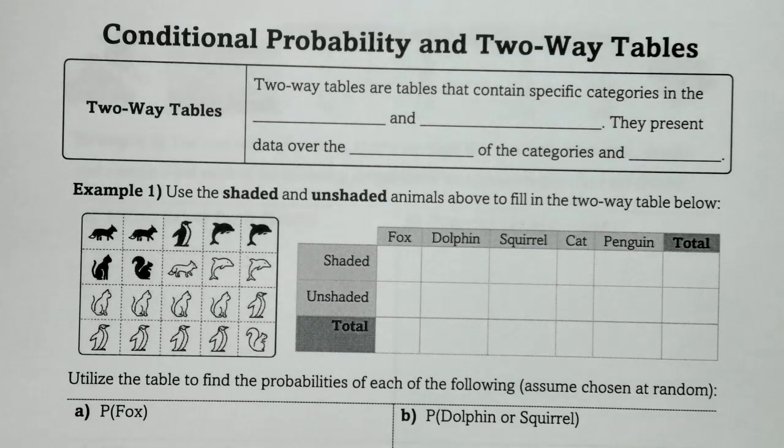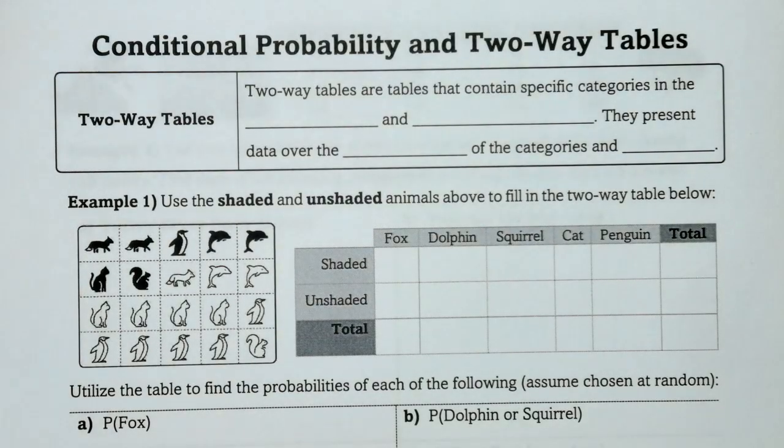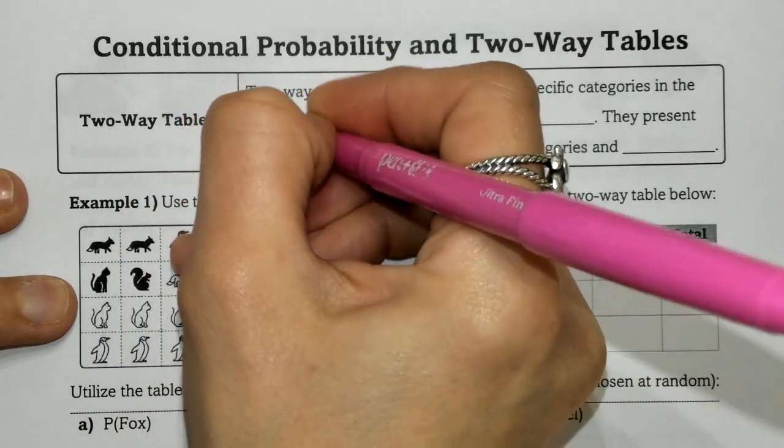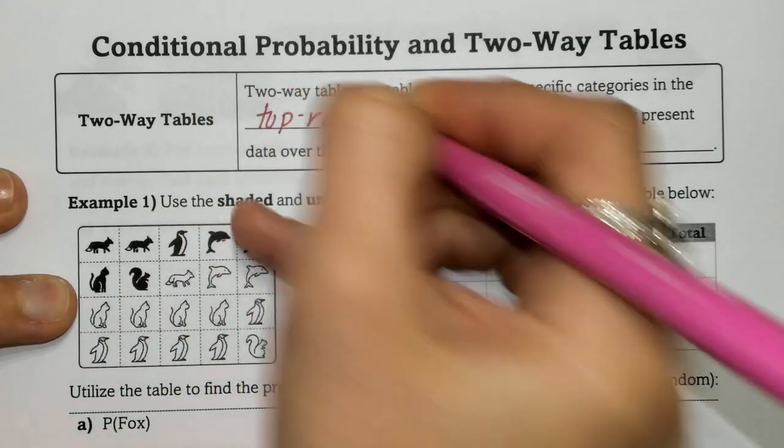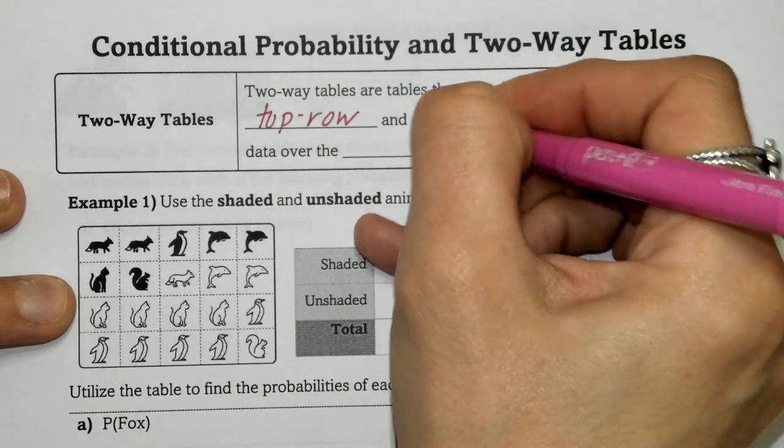All right, this video is going to cover conditional probability and two-way tables. To first start off, let's talk about what a two-way table is. These are tables that contain specific categories in the top row. So we're looking at the top row and left column.